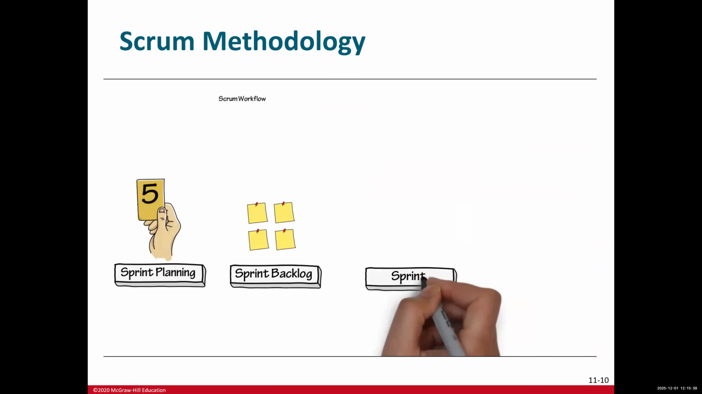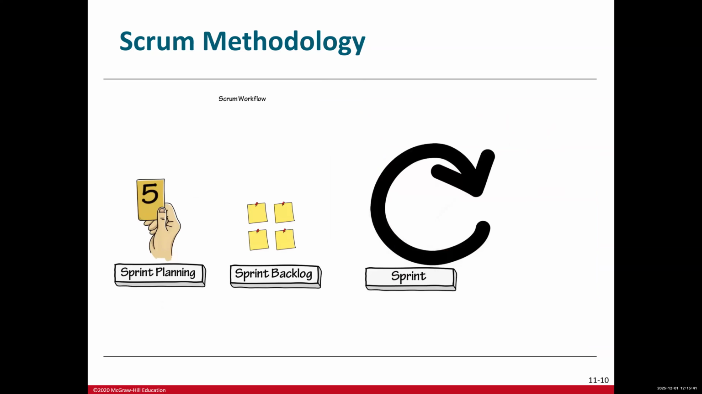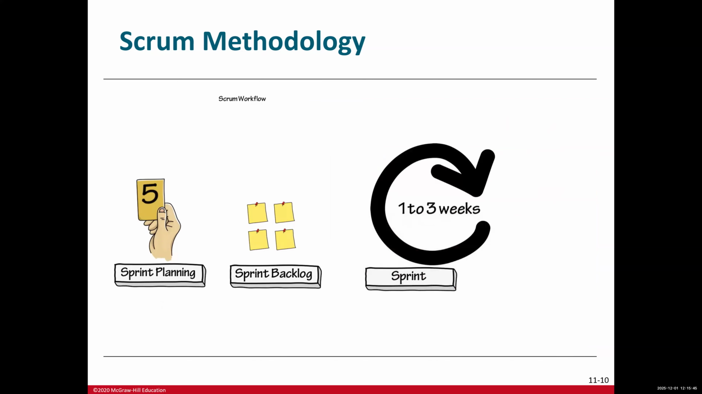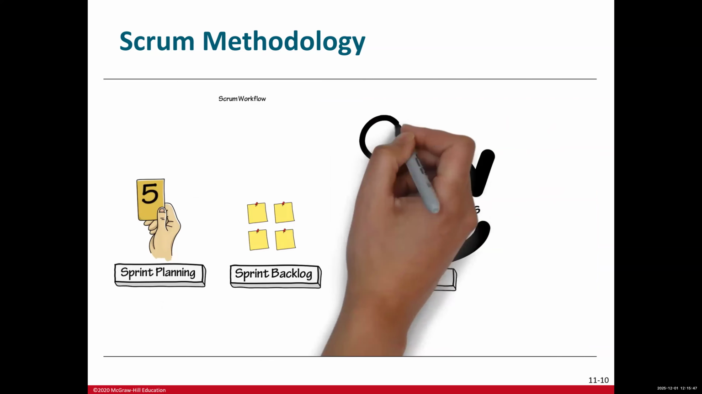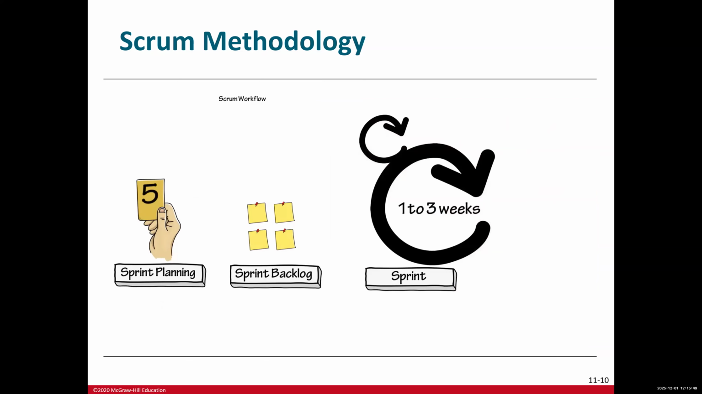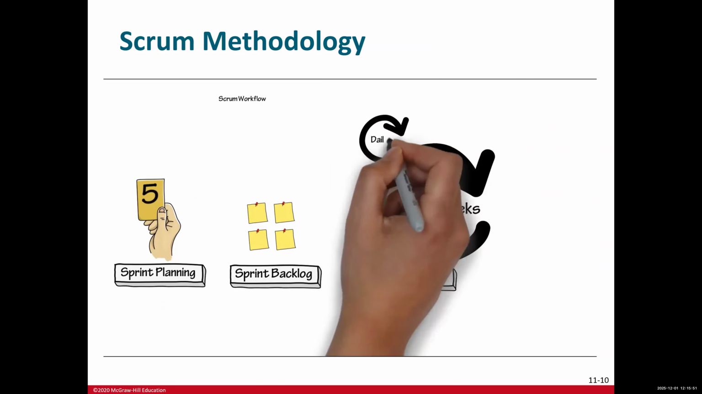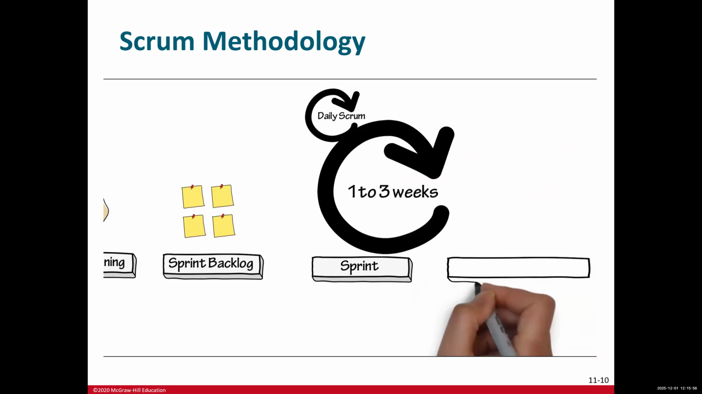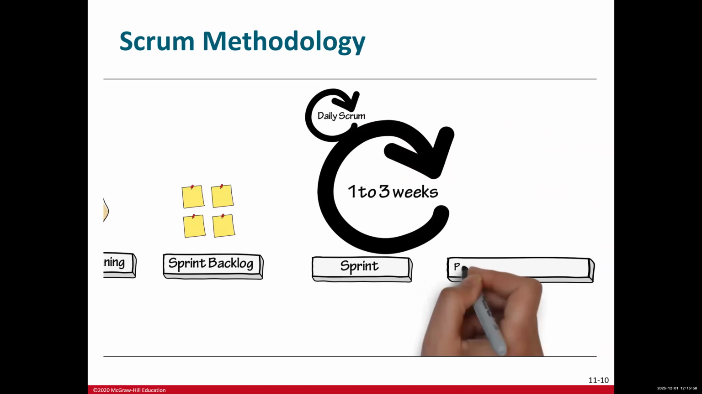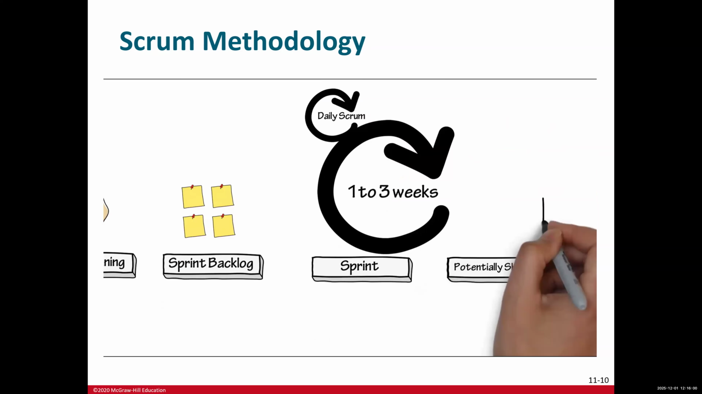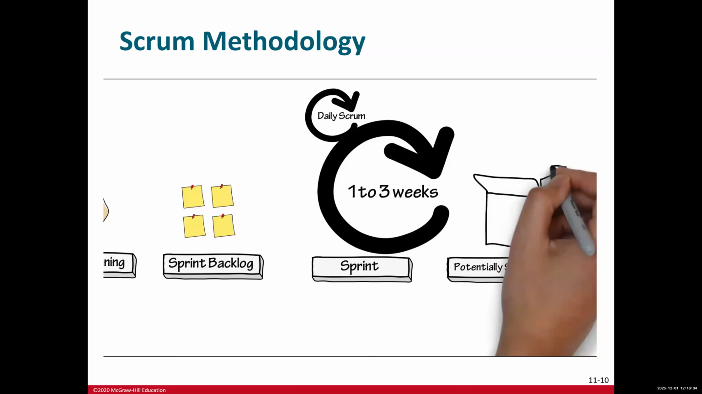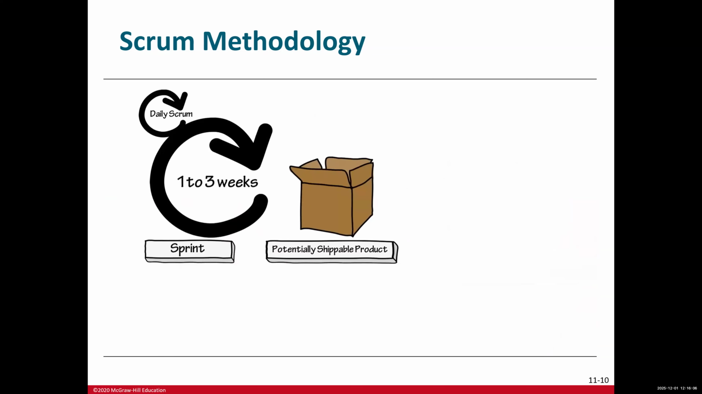The sprint is a 1 to 3 week time box where the work committed to in the sprint backlog is worked on through to completion. During the sprint, the daily Scrum occurs as a stand-up meeting where the team discusses what they have completed and what they are working on, as well as any blocked items. The outcome of the sprint is a potentially shippable product. Potentially shippable means that the product owner can decide if it is ready to ship or if there are any additional features needed before it ships.